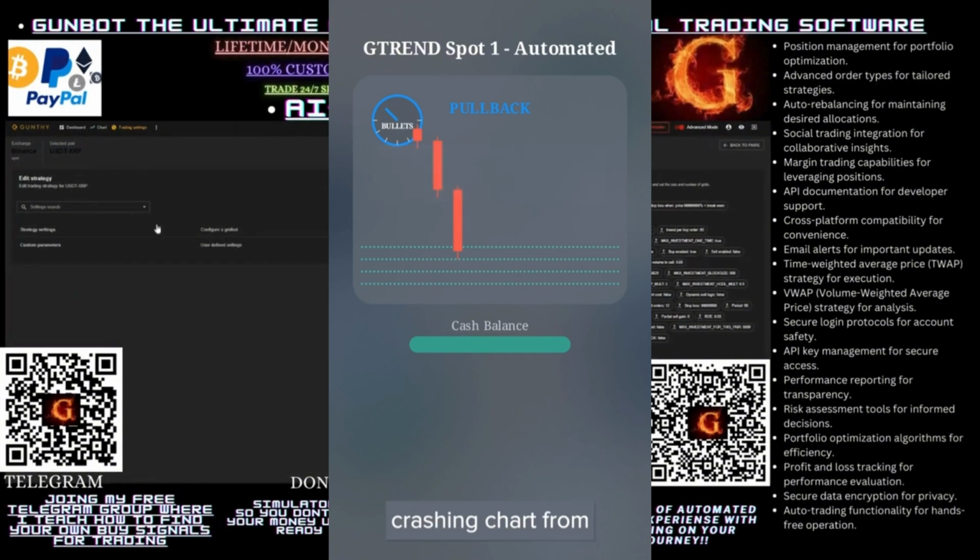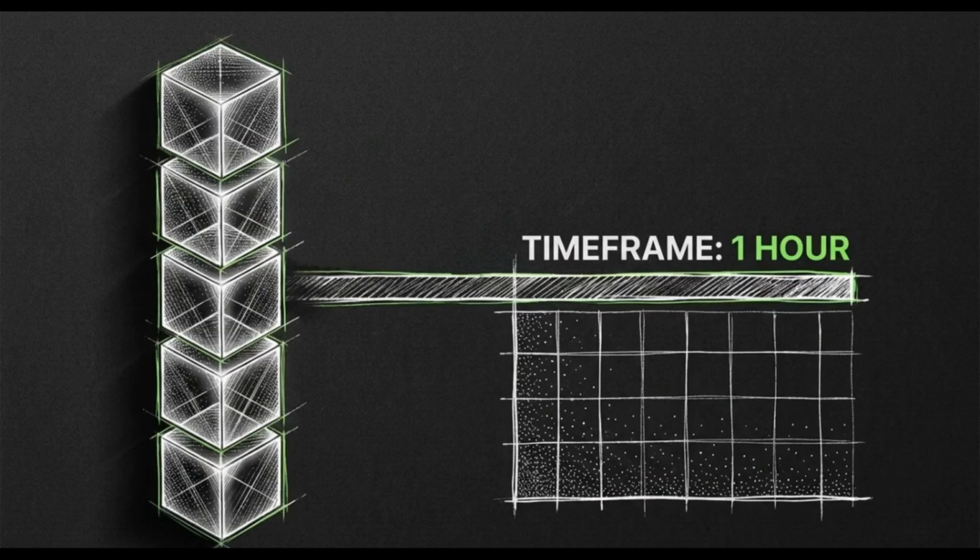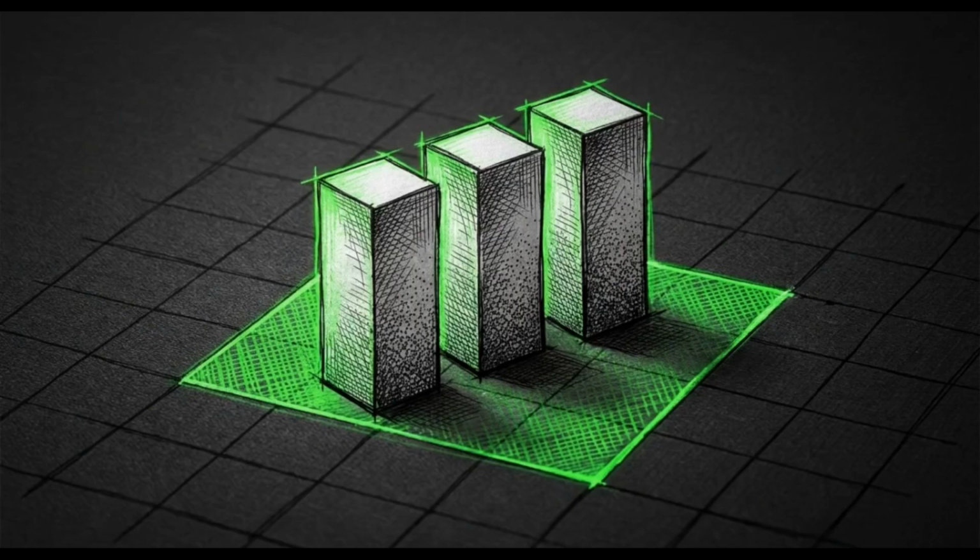And what about that crashing chart from the beginning? The automated grid survived the reversal and protected your cash. Because a single number calculates both the capital sizing and the timeframe mapping simultaneously, the risk of mathematically mismatched settings is eliminated. The entry logic operates in grouped allocations.